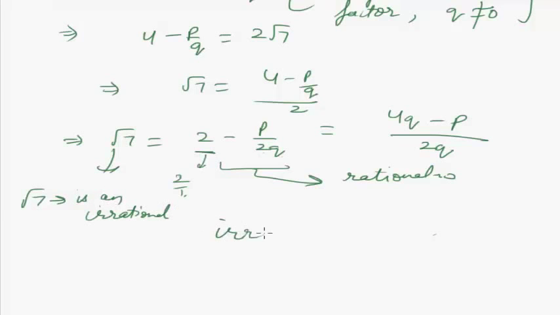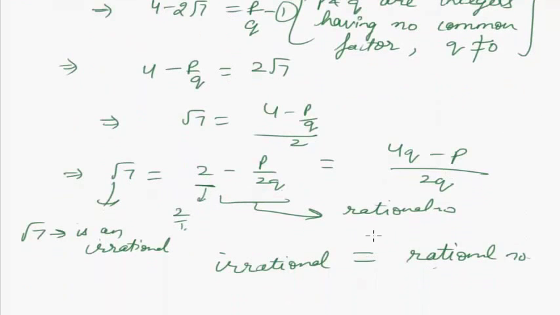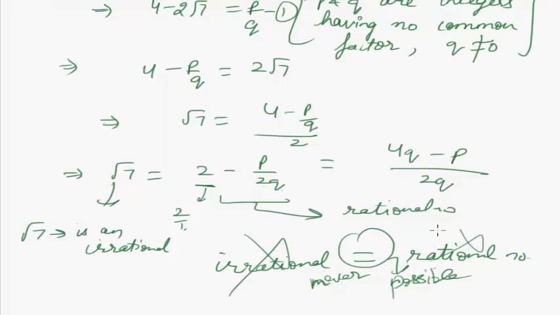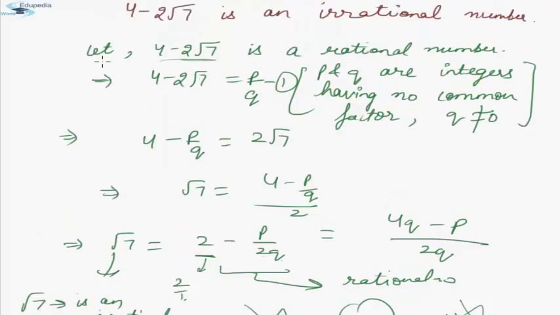Friends, from the calculations we have come to the conclusion that irrational number is equal to a rational number, which is never possible. So this is a wrong conclusion. Why? Because our assumption is wrong. That is, this number is not a rational number, and hence if it is not a rational number and if it is a real number, it must be an irrational number.